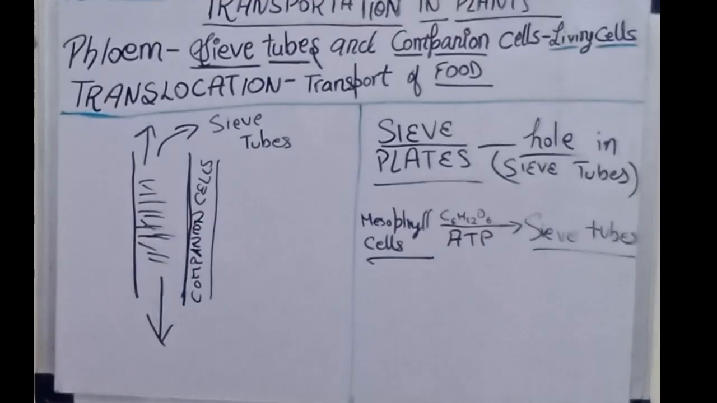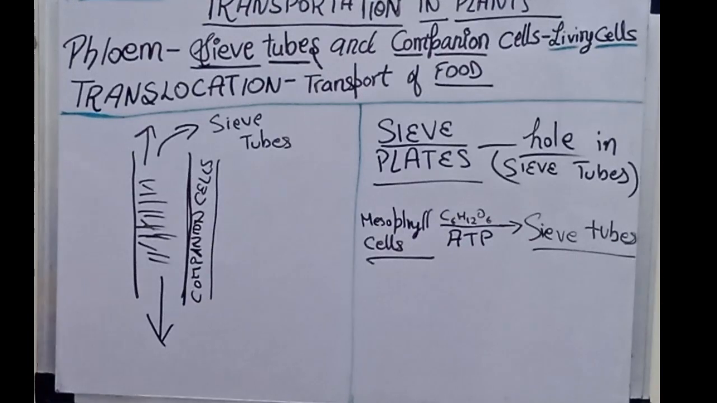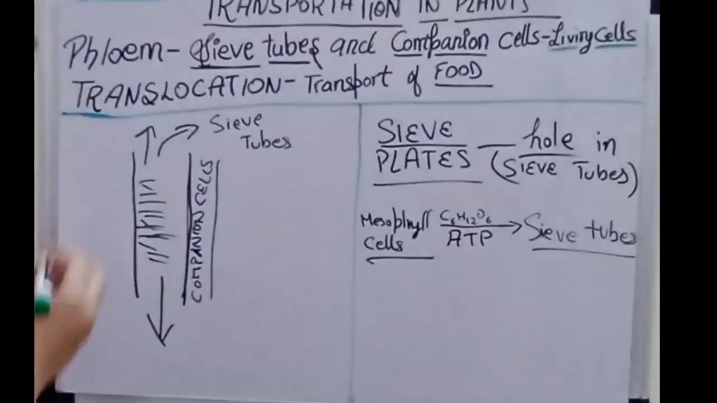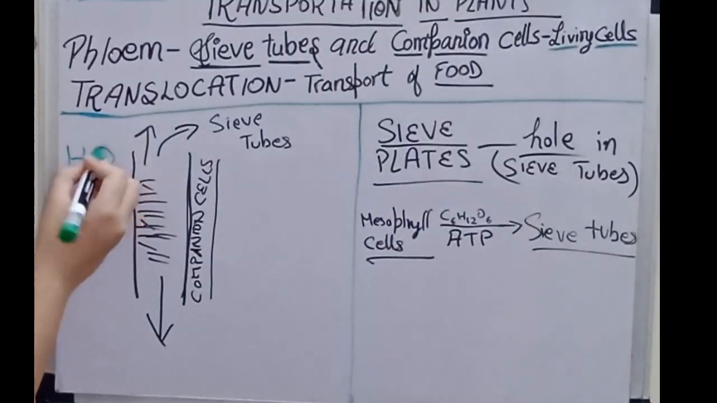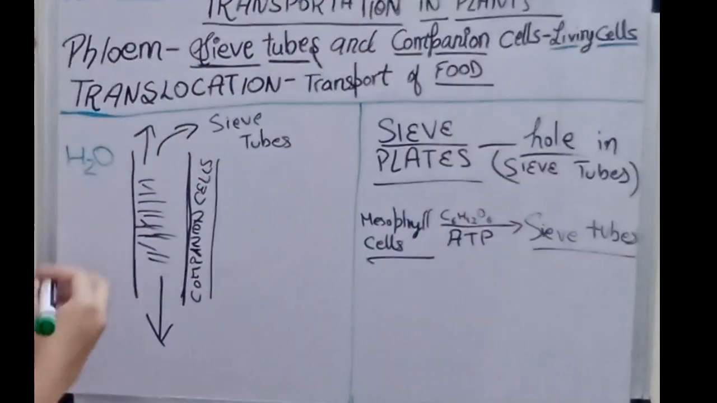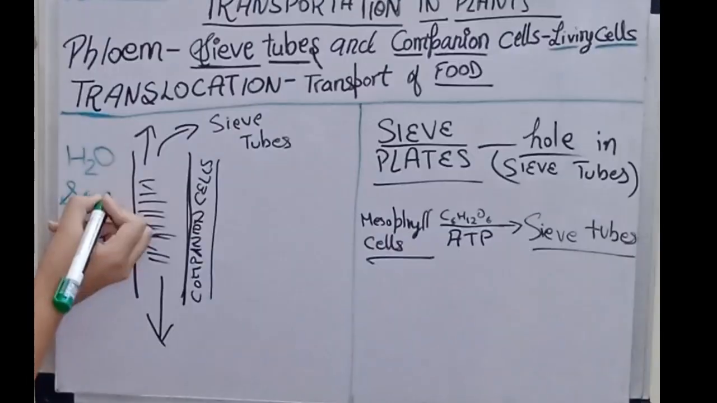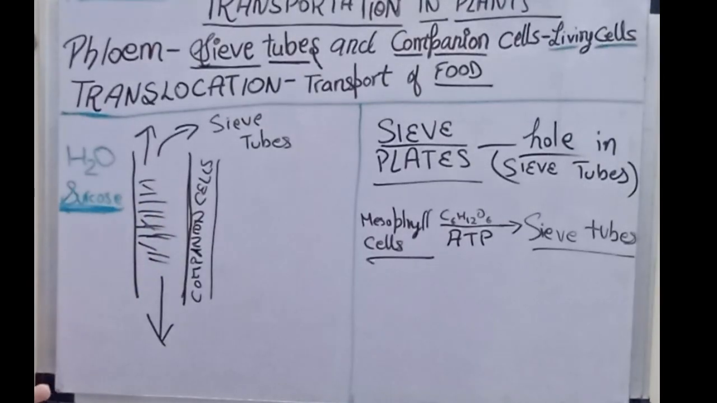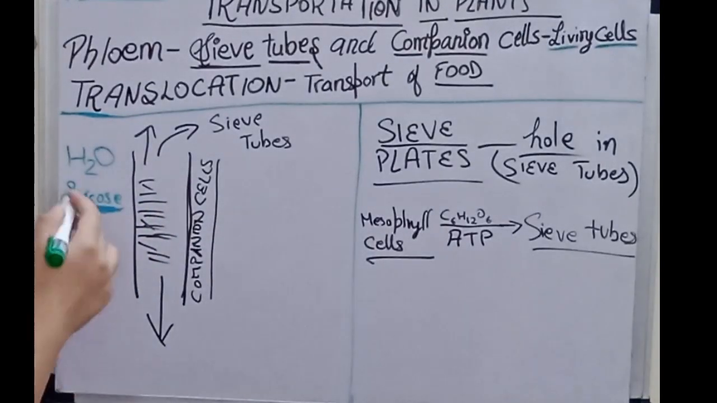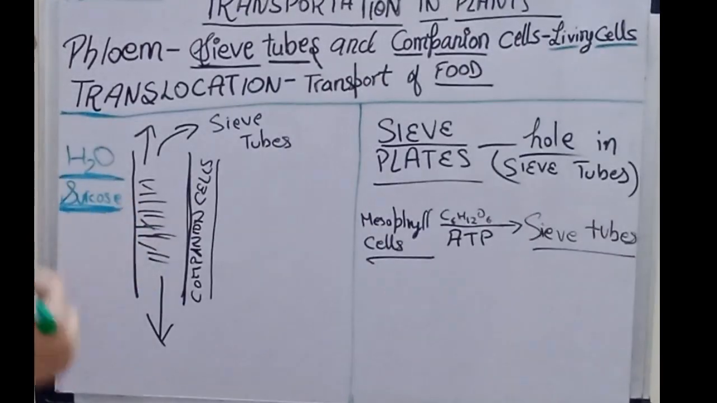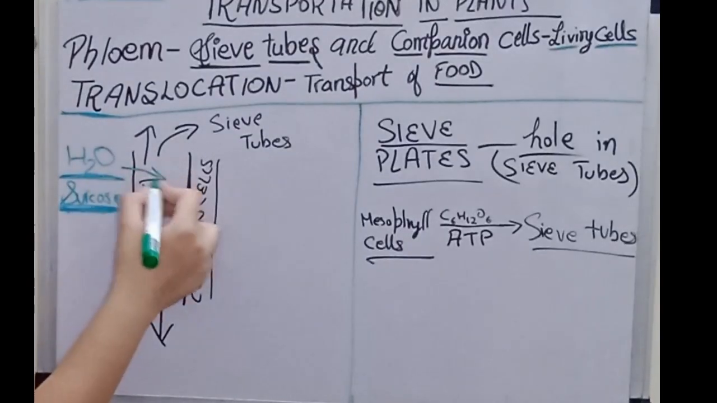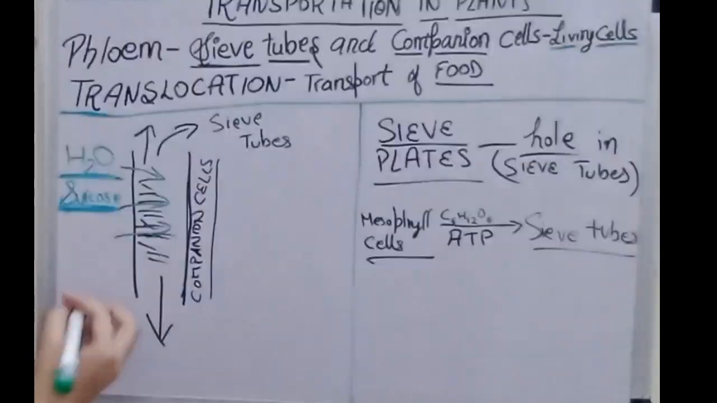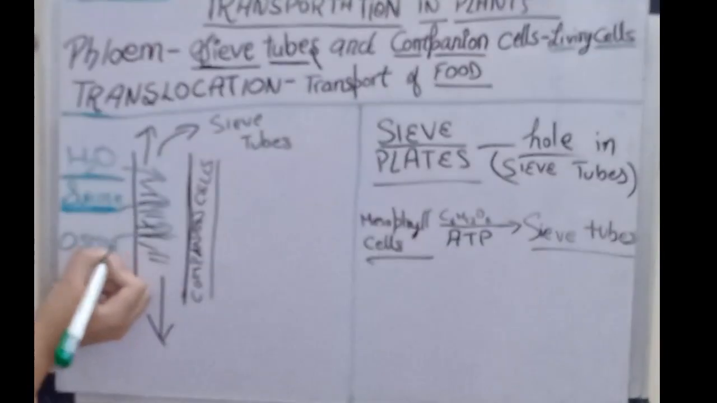Now please don't try to dig into why this happened, because if you do, it's going to be hard. I hope it's clear, it's visible. H2O, we call it sucrose because it isn't only water, some particles like minerals are mixed in it. That's why we call it sucrose. And simply you can remember it as H2O as well. Then what will happen? H2O will go inside, by the process of osmosis.